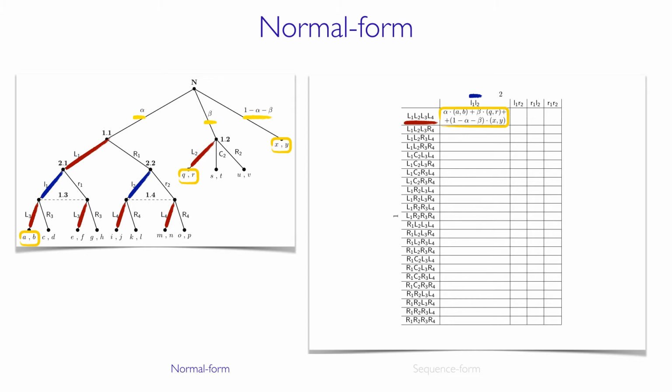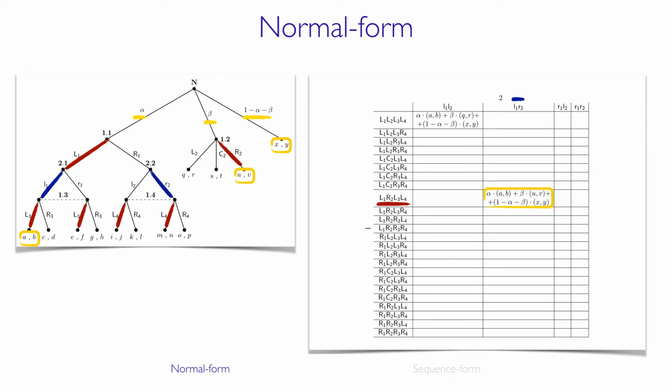Therefore, we fill the matrix entry with player expected payoffs, where the expectation is made with respect to the chance move made by nature. Here, player 1 plays R2 instead of L2, while player 2 plays R2 instead of L2. Similarly to the previous case, player payoffs are AB with probability alpha, UV with probability beta, and XY in the remaining cases. Thus, we fill the matrix entry as in the picture.